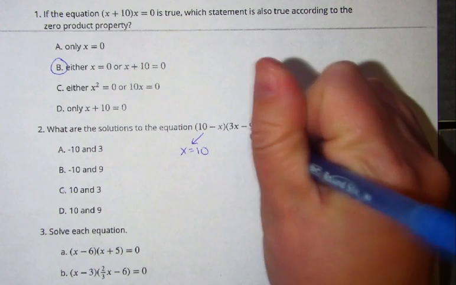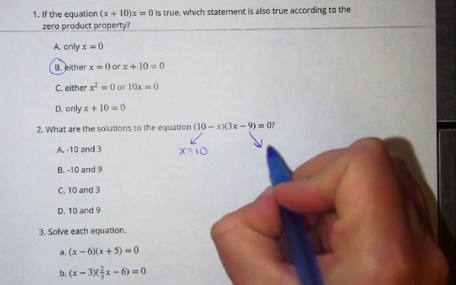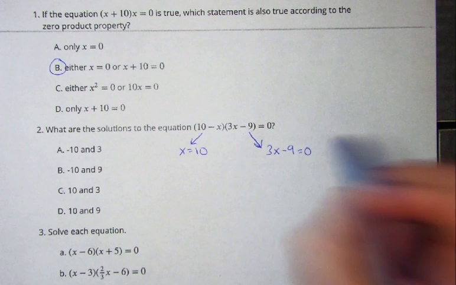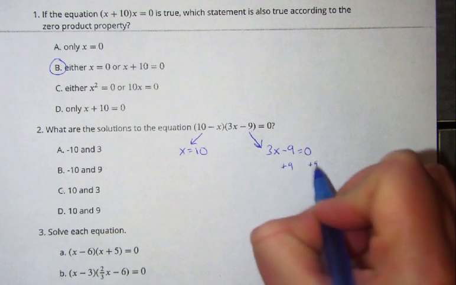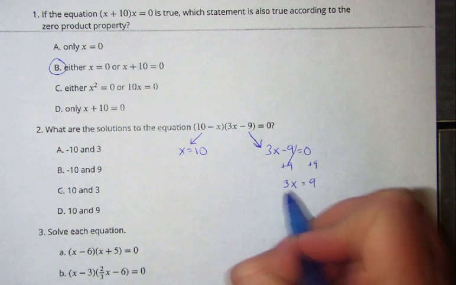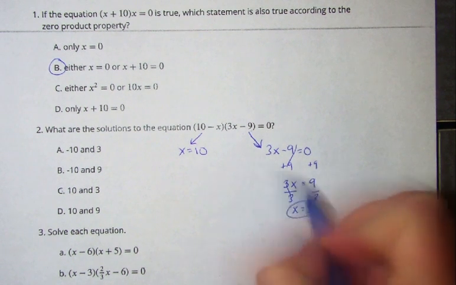For this one, it's a little bit more tricky, so I'm just going to figure out what x would have to be to make that equal to 0. Let's find out. So we add 9 to both sides, and we get 3x equals 9. We divide both sides by 3, and you get x equals 3.